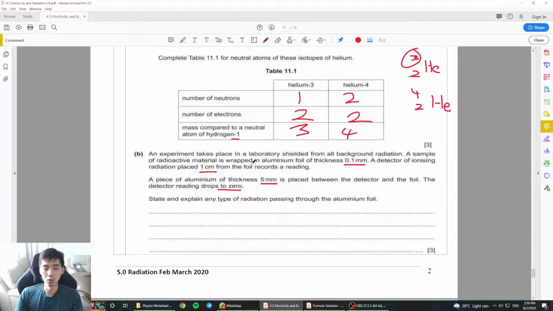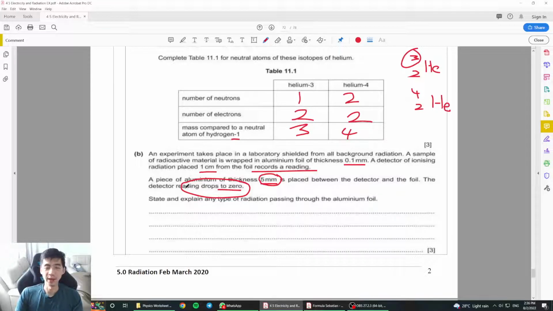Okay, so there are 2 situations here, right? The first situation is I wrap it with 0.1 mm of aluminum foil. The detector still records a reading. Then after that, I put aluminum of thickness 5 mm between the detector and the foil, and the detector drops to 0 straight away. There's no background radiation.